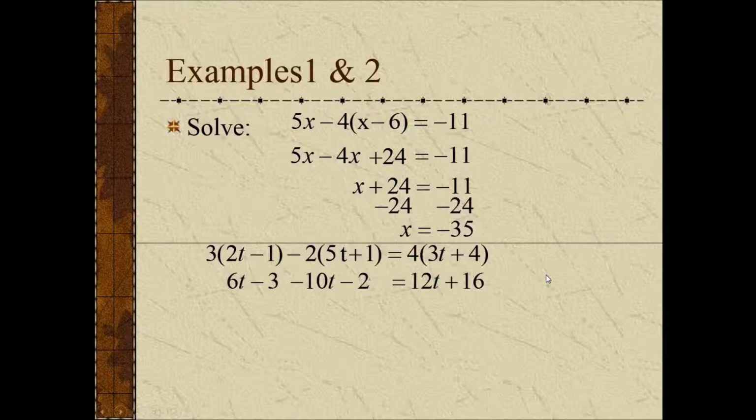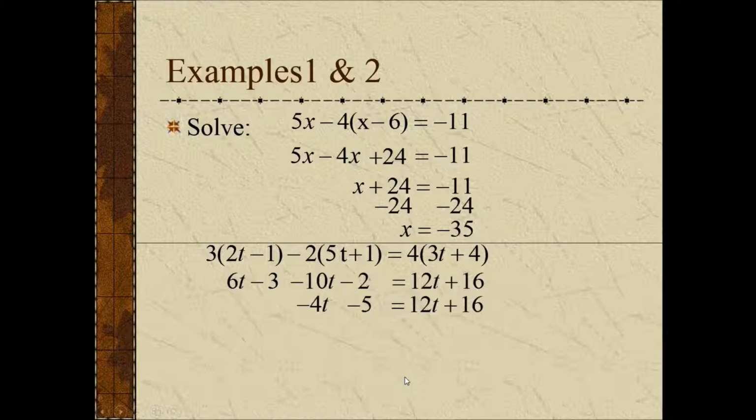All right, there's still a little simplifying I can do on this side of the equation. I can combine my like terms. 6t and -10t equals -4t. -3 and -2 is -5. So I've combined those like terms. Now notice that there are terms that have variables on both sides of my equation. This is when I'm going to use addition and subtraction to move a term from one side to another. You can either try to get all the t's on the left side or all the t's on the right side. Either way will work.